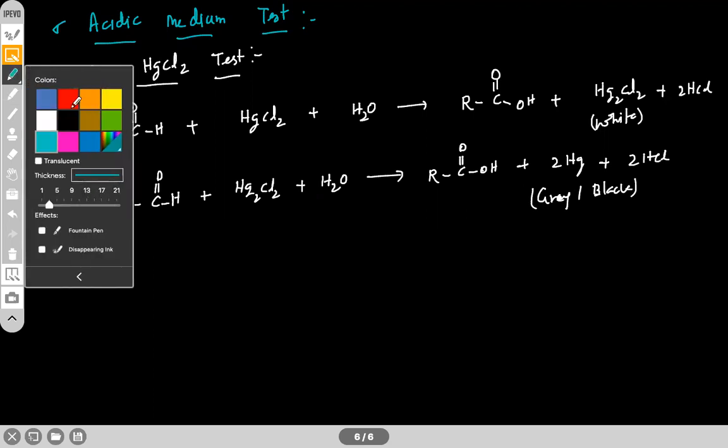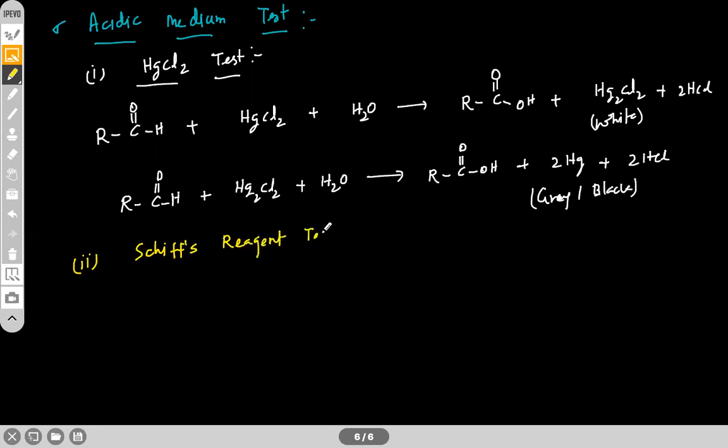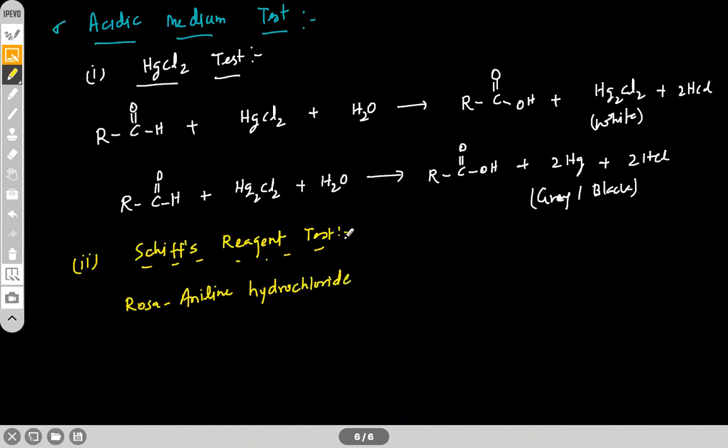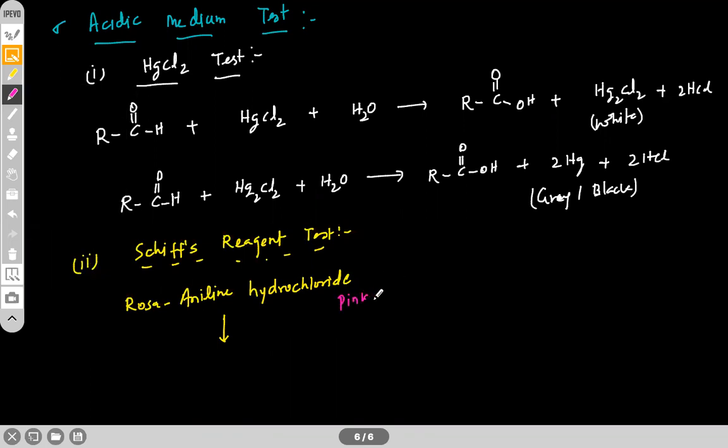The second one, Schiff's reagent, is rosaniline hydrochloride. There's no reaction, you just need to know what change happens in this one. Okay, rosaniline hydrochloride. The color of this is pink or magenta.